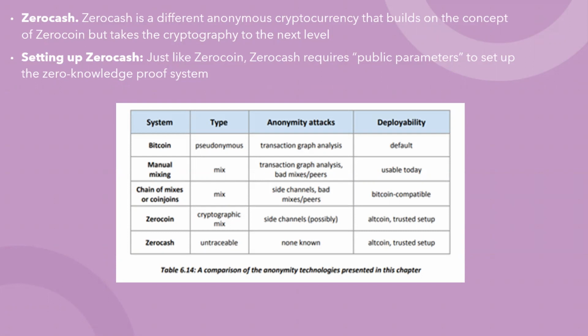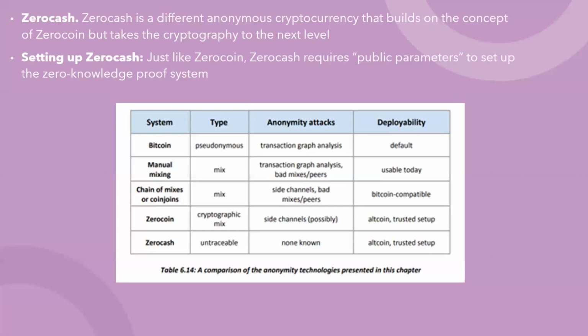Moving on to the second point, setting up Zerocash. Just like Zerocoin, Zerocash requires public parameters to set up the zero knowledge proof system, meaning it uses a cryptographic setup once again. To generate these public parameters, Zerocash requires random and secret inputs. And if anyone knows these secret inputs, it compromises the security of the system by enabling undetectable double spends.